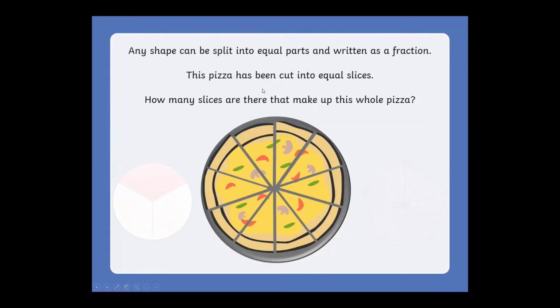This pizza has been cut into equal slices. How many slices are there that make up this whole pizza? Now, sometimes what I like to do is cross them out as I go along, so I make sure I don't count each one more than once. So 1, 2, 3, 4, 5, 6, 7, 8, 9, 10. So 10 is my whole. There are 10 parts. So my, can you remember, denominator is going to be 10.